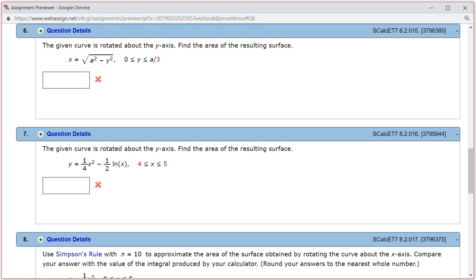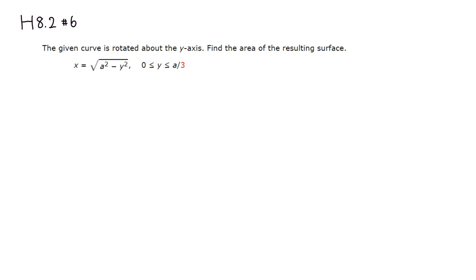All right, let's look at homework 8.2, problem number 6. We have this curve, x equals the square root of a squared minus y squared, and we want to rotate this curve about the y-axis. So let's do that.